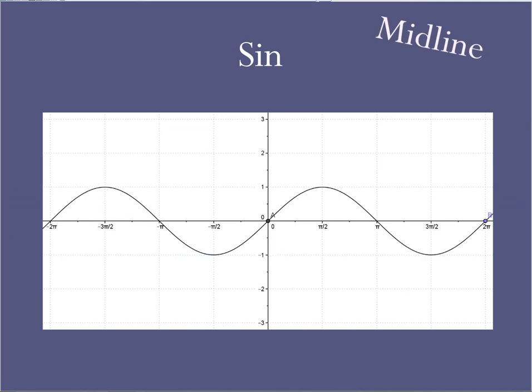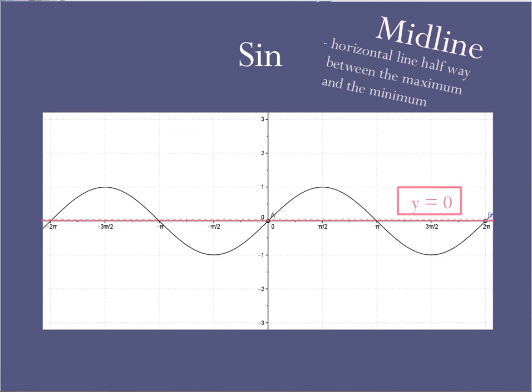Then we have something called a midline. If we have a maximum and a minimum, what do you think the midline is going to be? The midline is halfway between the maximum and the minimum. So our midline we write just a little bit differently though. We want to write it as an equation. The equation of a horizontal line is y equals whatever y value it has. Since this one goes through where y is 0, we write y equals 0.